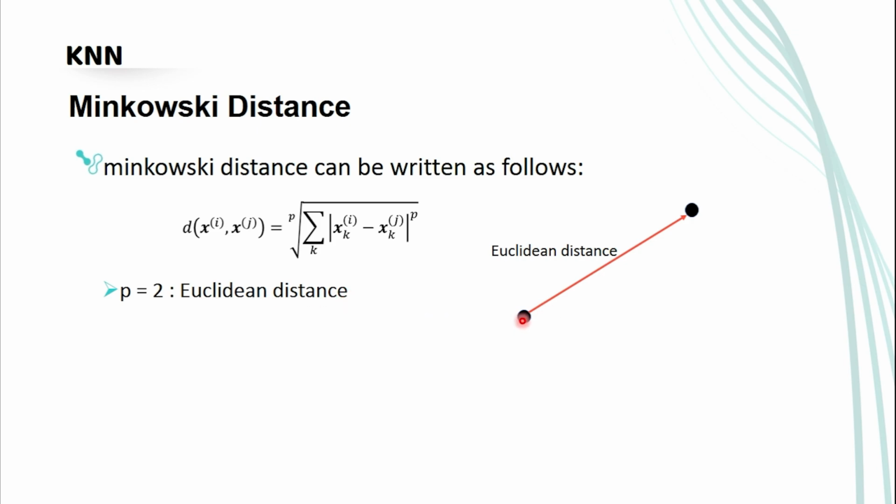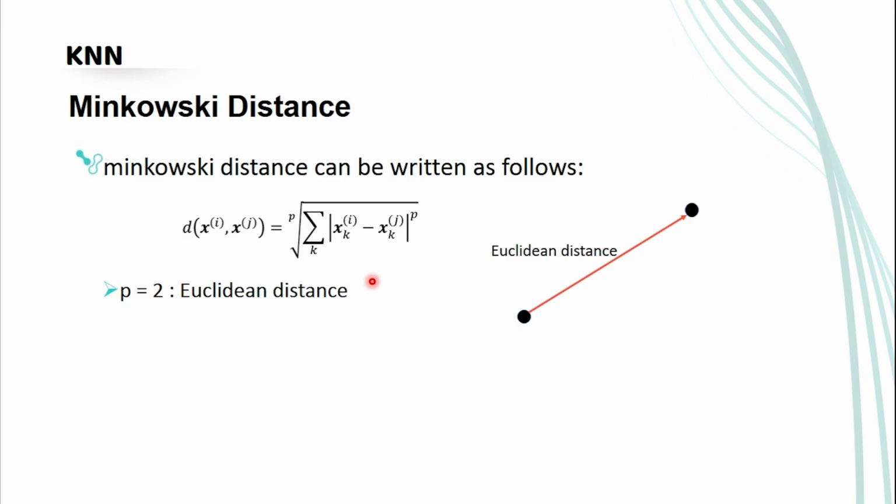What is the Euclidean distance? If we want to measure the distance between two points, we just connect the points with a line and measure the length of the line. So the length of the line between these points is the square root of the sum of the squared differences.